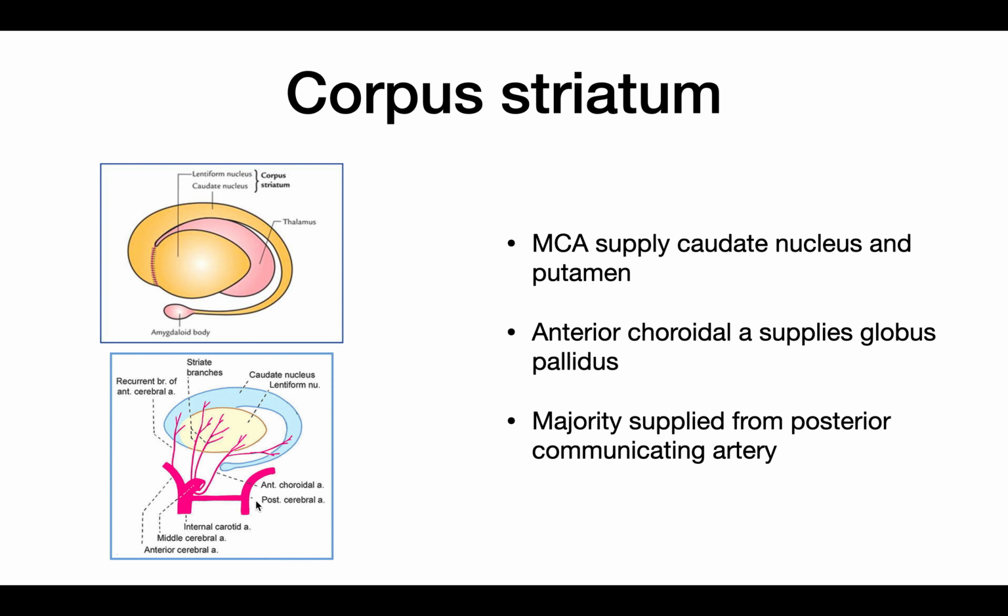So as you can see here, here's the posterior communicating artery, and here feeds in all of these. Here's the internal carotid artery, middle cerebral arteries, so all these little branches coming out.